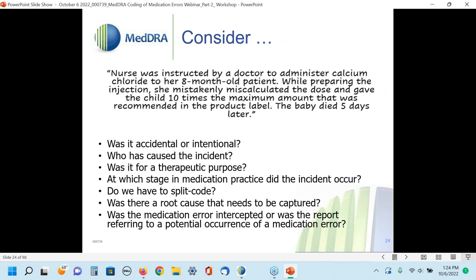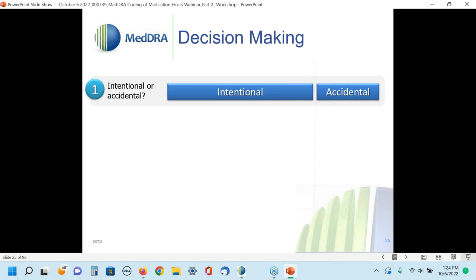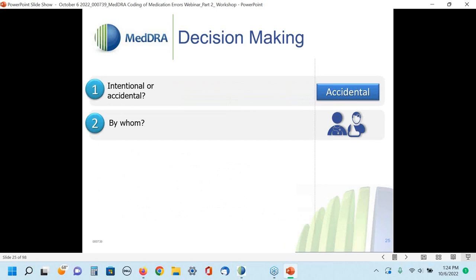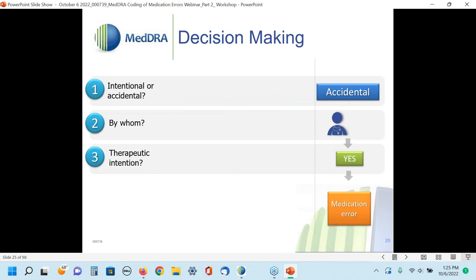Again, just to refresh your memory, the nurse was instructed to administer calcium chloride to her 8-month-old patient. While preparing the injection, she mistakenly miscalculated the dose and gave the child 10 times the maximum amount that was recommended in the product label. The baby died 9 days later. Okay, intentional or accidental? Accidental, because what we've read here is that she miscalculated the dose, presumably not intentionally to do any harm to this baby. By whom? In this case, it was by a healthcare practitioner. The drug was administered for a therapeutic intention, and so this is a medication error.